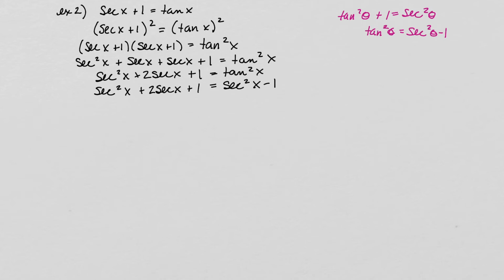Now what I'm going to want to do is take everything and move it over to the left-hand side, so that I can get it into a point where maybe I need to factor it or see what's going on. So if I do that, I have secant squared x plus 2 secant x plus 1 minus secant squared x plus 1 equals 0. Questions on anything I've done so far?